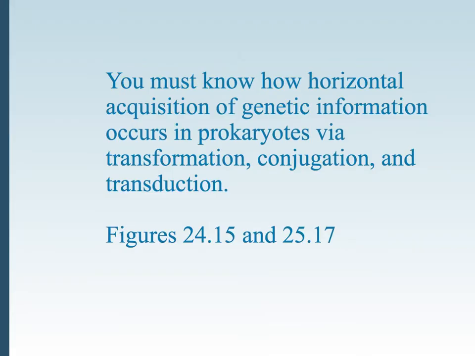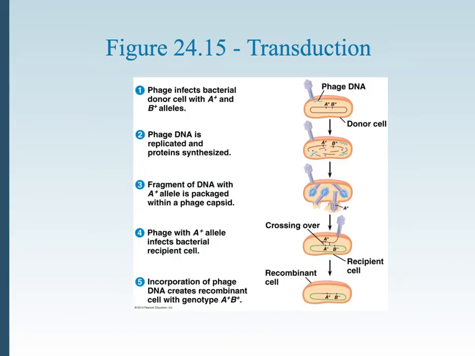You have to know how the horizontal acquisition of genetic information occurs in prokaryotes via transformation, conjugation, and transduction. We looked at this in our last video, or maybe two videos ago, but we're going to look at it one more time. Because prokaryotes don't undergo mitosis. Remember, mitosis is the phases where there's condensing and aligning and all that kind of jazz. Well, prokaryotes just undergo binary fission. So their one circular chromosome pulls apart and they split in half. Their progeny is just a bud.